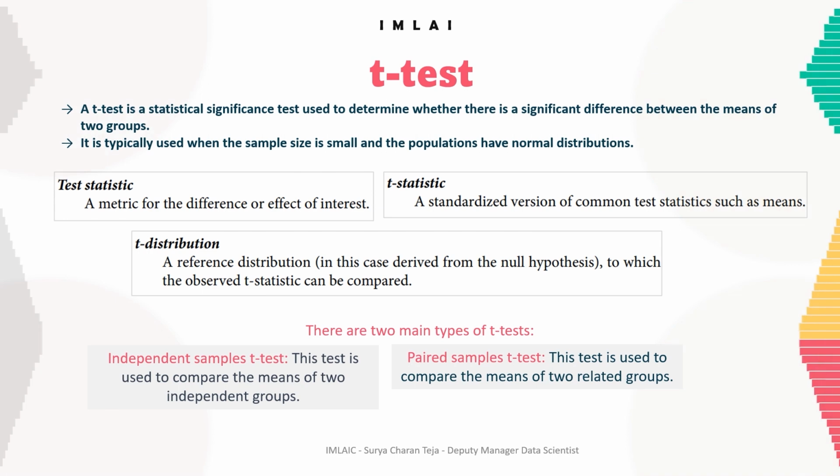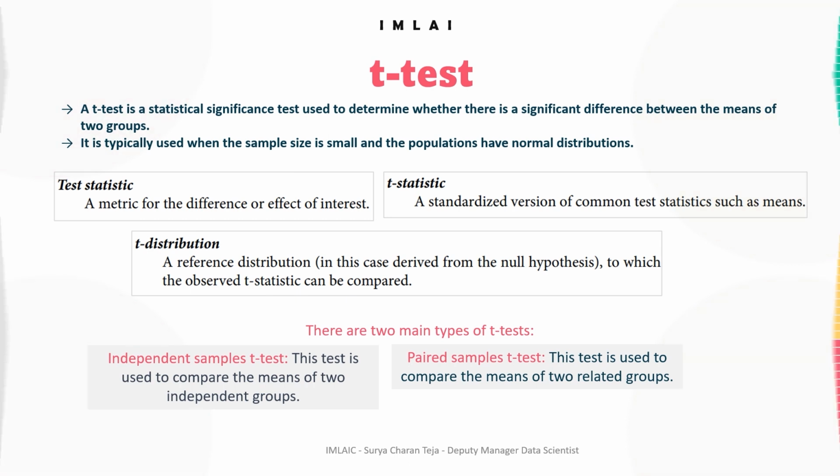This test is used to compare the means of two related groups. For example, you might use a paired samples t-test to determine whether there is a significant difference in the weight of individuals before and after they participate in a weight loss program. So these two groups are related, and that's the reason this is called a paired samples t-test. One is independent samples, the second one is paired samples.